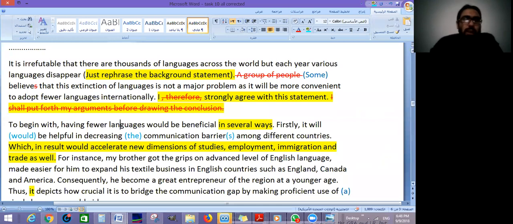To begin with, having fewer languages would be beneficial in several ways. I don't like the word several. Firstly, it would, because we're imagining, yeah? It would be helpful in decreasing the communication barriers among the different countries.